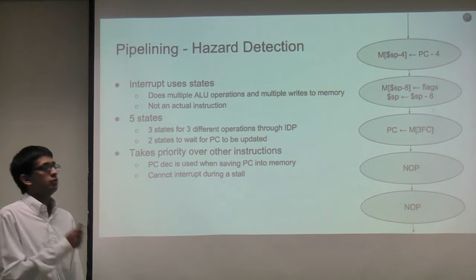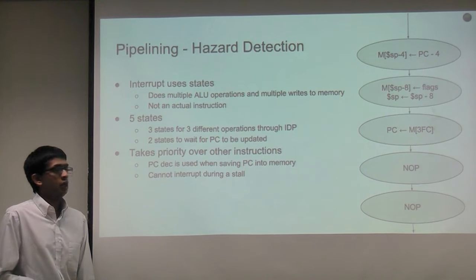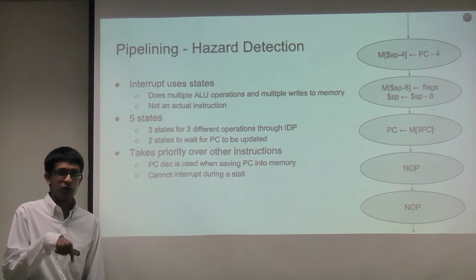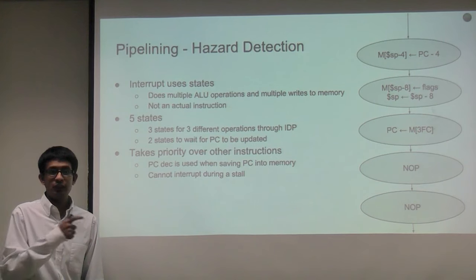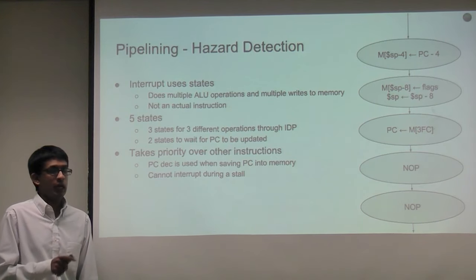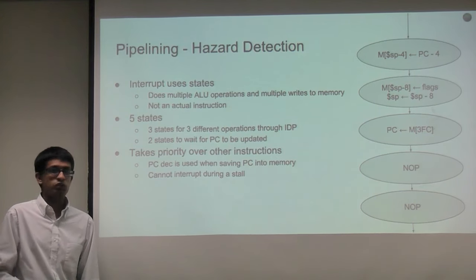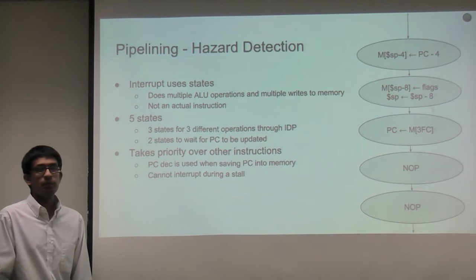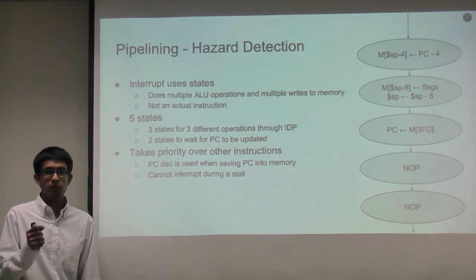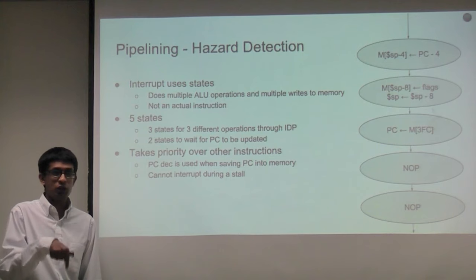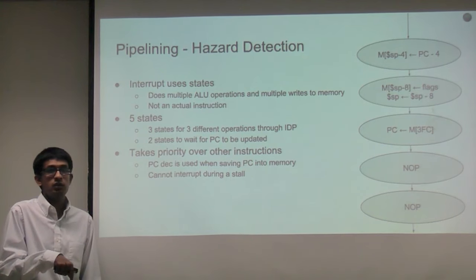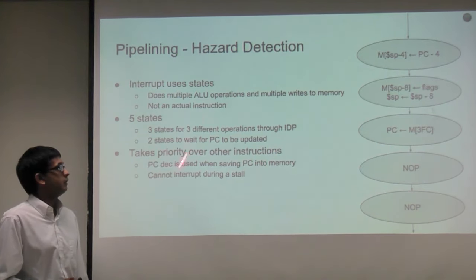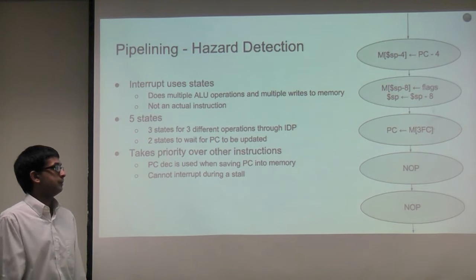When you go through the control unit, you're going to find that you're not actually executing the current instruction. You're executing the interrupt instead. And PC is also pointing to the next instruction, so you actually have to decrement PC so that when you store the PC, it points to the current instruction that you haven't executed. So that's the main reason why we have PCDEC.